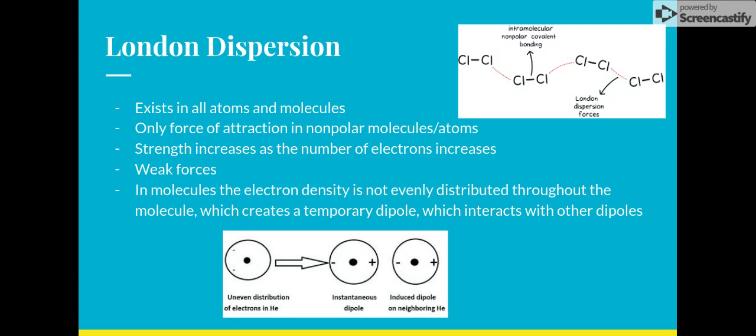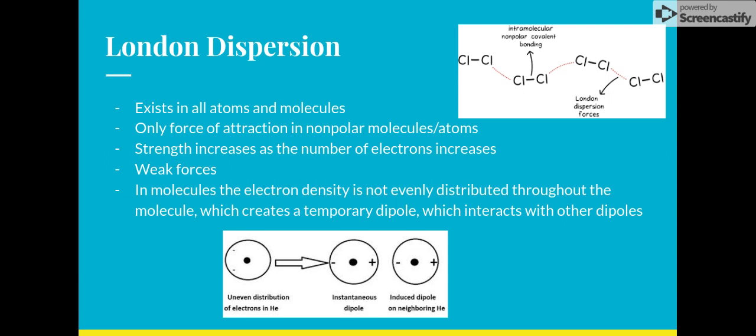The first one is London dispersion, which exists in all atoms and molecules. It is the only force of attraction in nonpolar molecules or atoms. Its strength increases as the number of electrons increases, and it is the weakest of the three intermolecular forces.